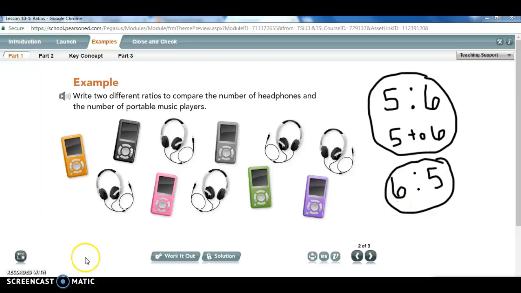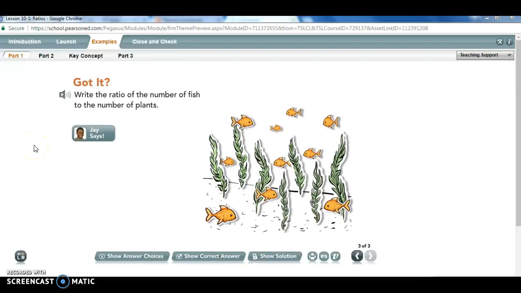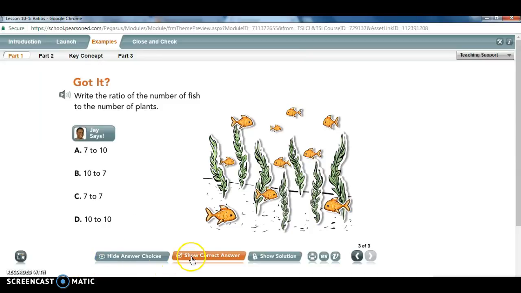Moving on to the Got It problem for part 1. Write the ratio of the number of fish to the number of plants. The correct answer is B, 10 to 7. Ratio of fish to plants, I would count my fish first, and there are 10 of them. Then I would count my plants, and there are 7 of them. So it's 10 to 7.